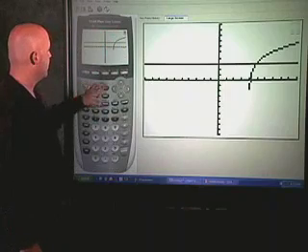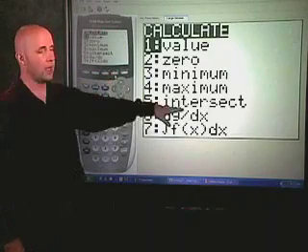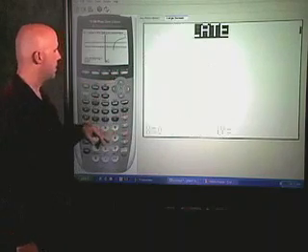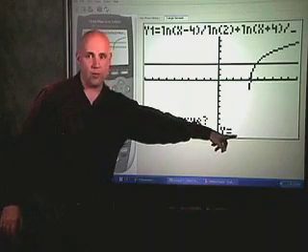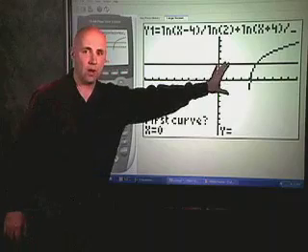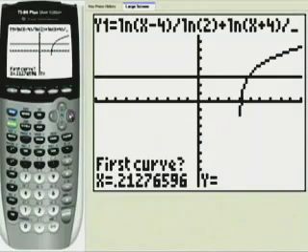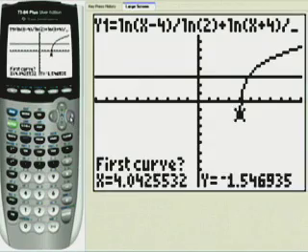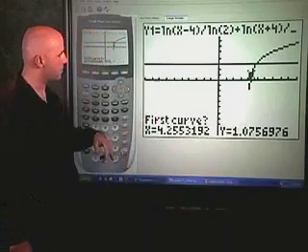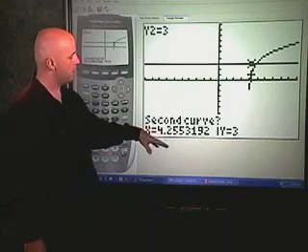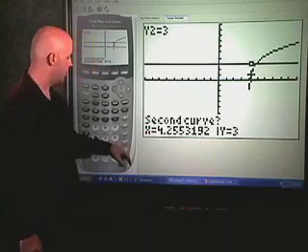We'll go to our calc menu. We pick option 5 for intersect. The first curve, we notice there's no y value present here. We're not actually on the graph of y1 right now. So we're going to need to scroll over until we actually see a y value show up. So now that we get a y value there, we know we're on the graph of y1. We'll hit enter. Second curve is y2. We're on that, so we'll just hit enter.